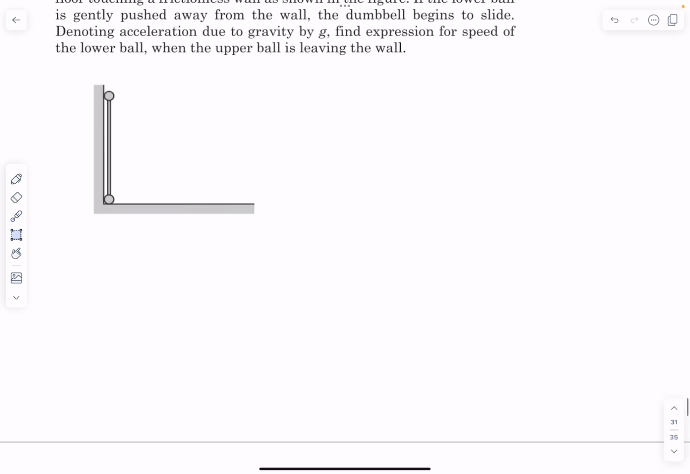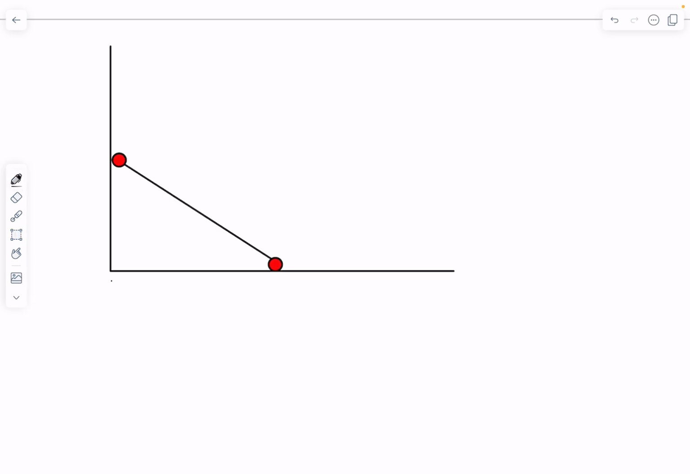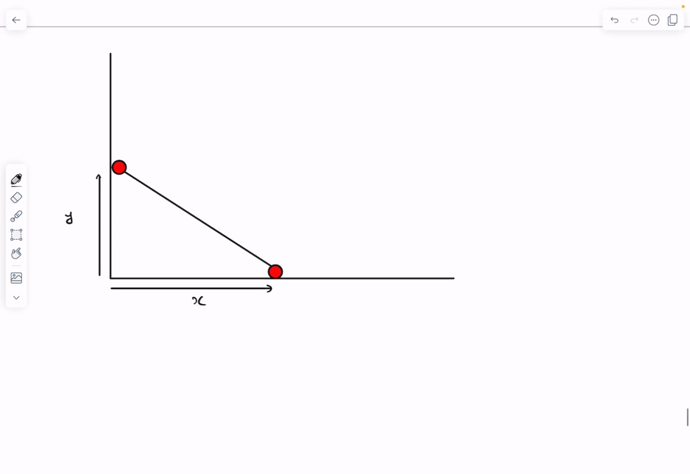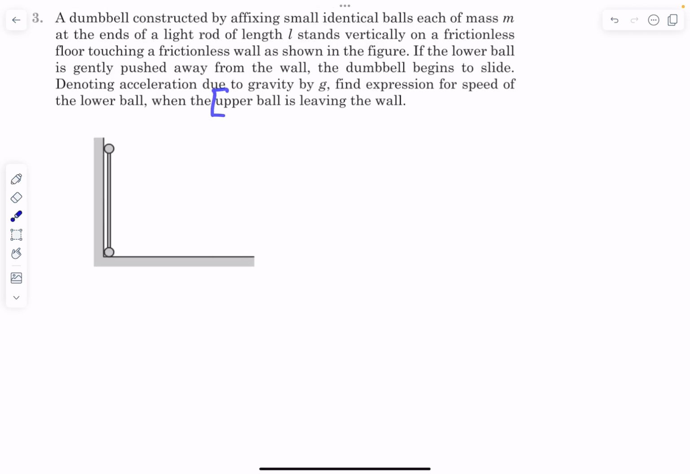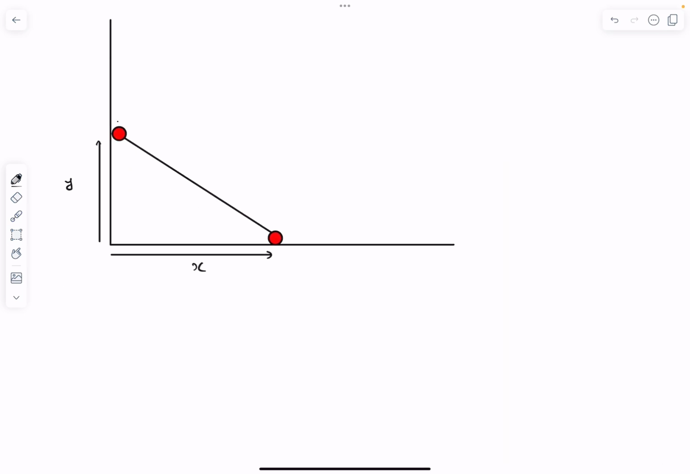So let's draw a diagram and try to understand what they're asking. Let's say this is the situation, and the mass on the ground is at a distance of x, and this particular mass is at a distance of y. Obviously this is not the initial situation, so both the balls will have some velocity, but the question is talking about the situation when the upper ball is leaving the wall. Which basically means the interaction force between the wall and this upper ball becomes equal to 0. So this is the instant that they are talking about.